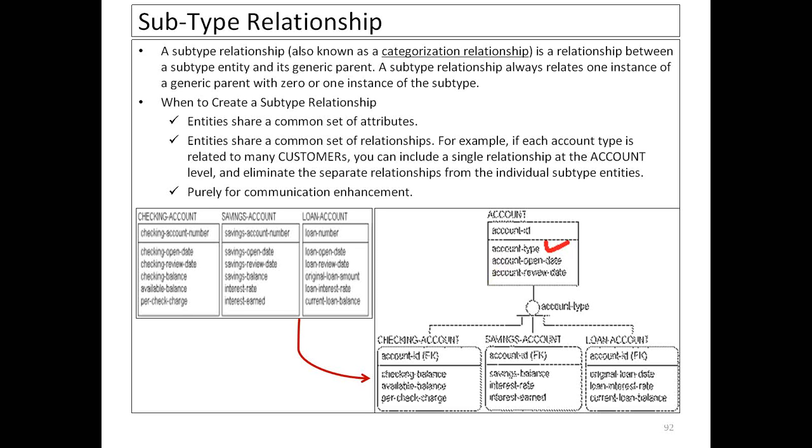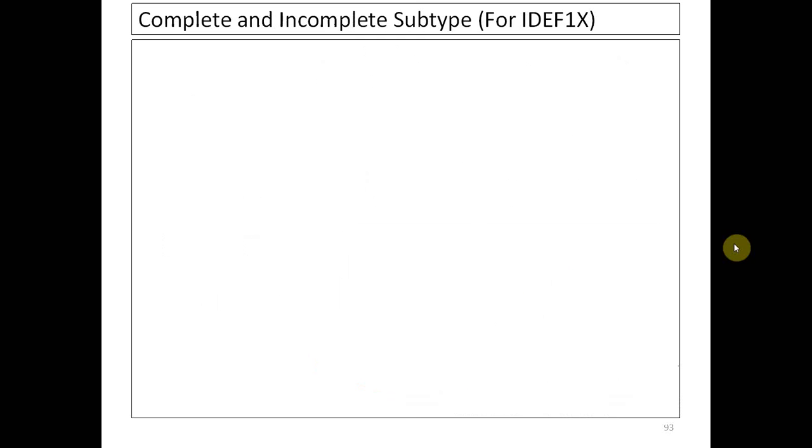When to create a subtype relationship? When entities share a common set of attributes. That is what we have discussed. Entities share a common set of relationships. For example, if each account type is related to many customers, you can include a single relationship at the account level and eliminate the separate relationship at the individual subtypes. So this is quite explanatory. And purely for communication enhancement, one can use this supertype and subtype entity.